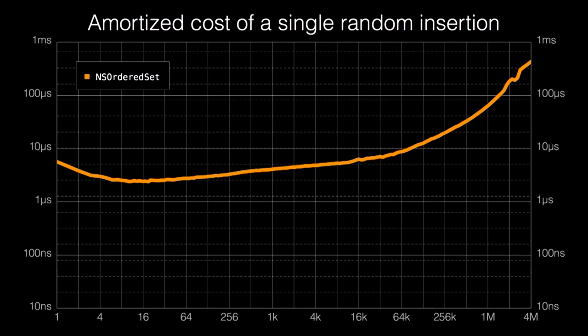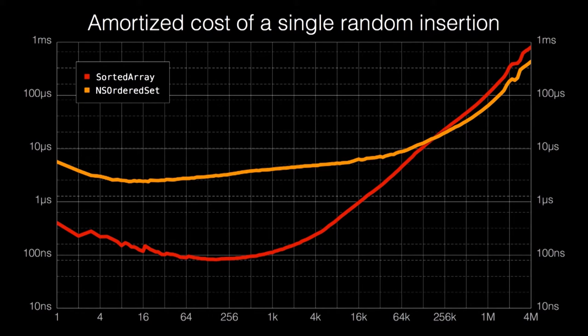Okay, so let's put it on the chart. And that's pretty impressive for a while. It can be about 40 times faster than NSOrderedSet, which is kind of cool. But then it starts growing in a linear way and catches up to it at about 200,000 elements. And beyond that, it gets even slower.